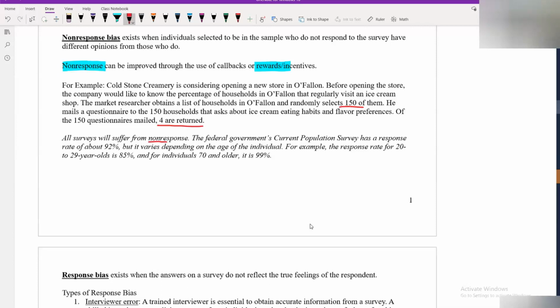The federal government's current population survey has a response rate of 92%, but it varies depending on the age of individual. For example, the response rate for 20 to 29 years old is 85, and for individuals 70 and older is 99%. So in this case, for 70 and older, which is 99%, that is better result. So when they're trying to have their conclusion, they can make sure that their answer at the end is very close to what they expected here in survey.